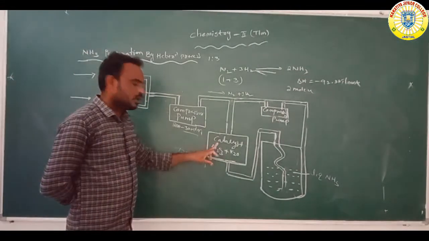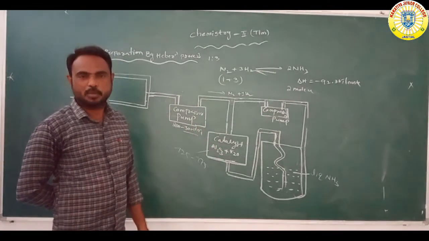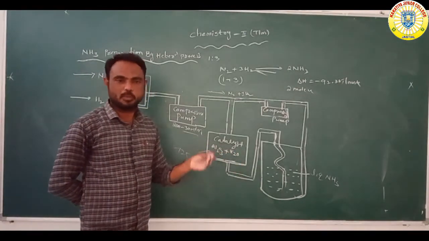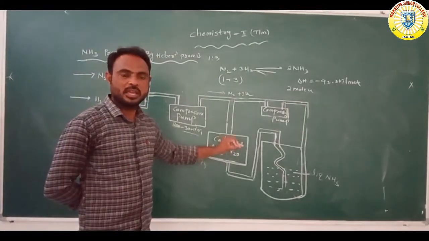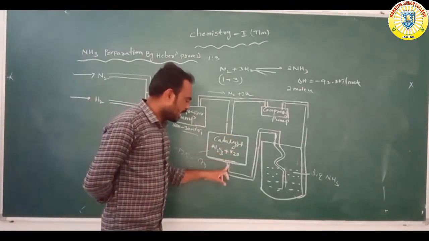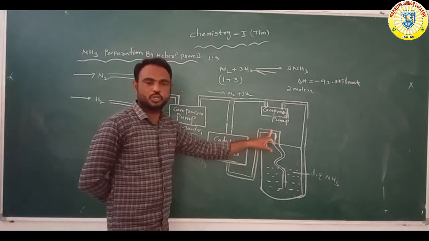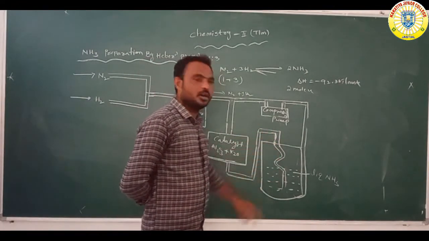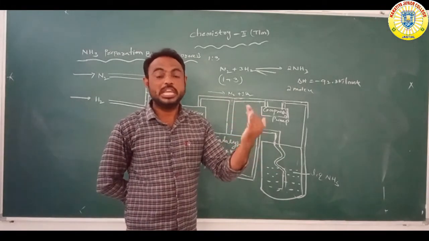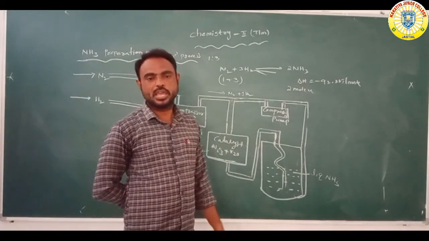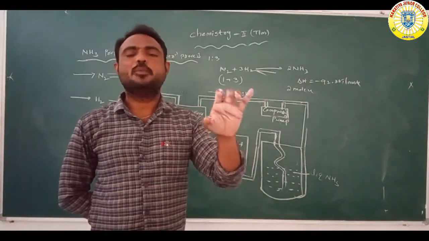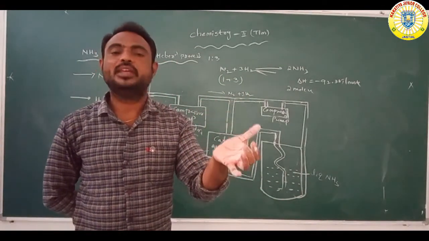So in the case of the iron catalyst, molybdenum is the promoter, or Al2O3 alumina and K2O are the promoters, to form ammonia in this catalyst chamber. That hot ammonia is going to pass through a tube, just like a condenser. When the hot ammonia is passed through the condenser, it is converted to liquid ammonia.